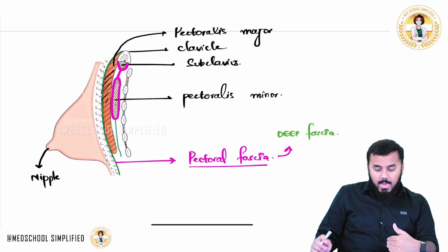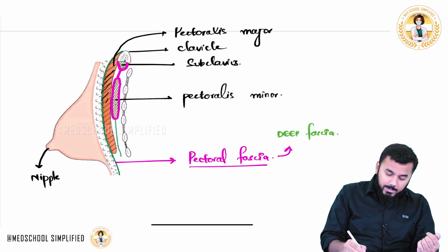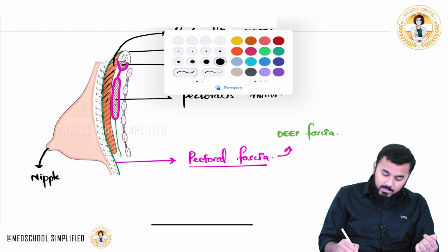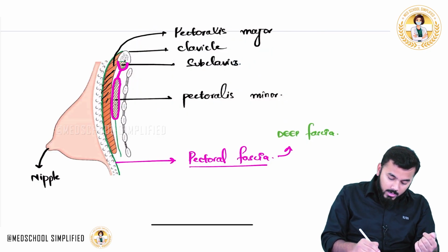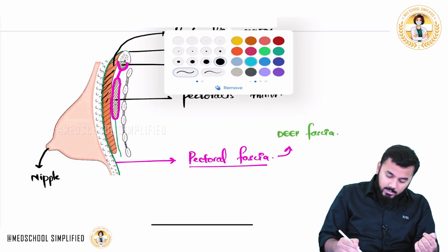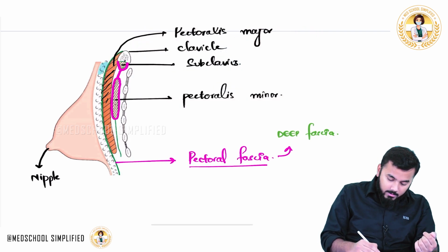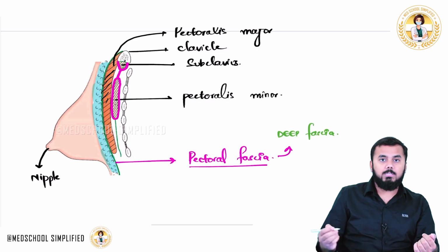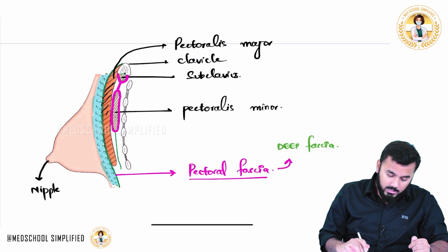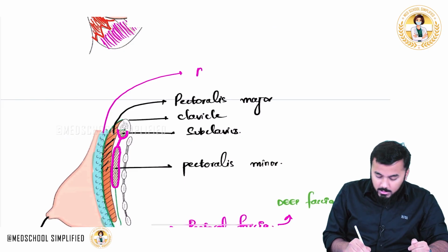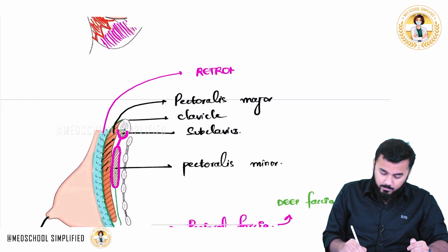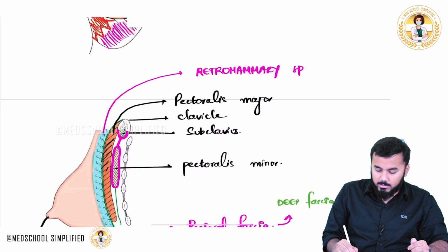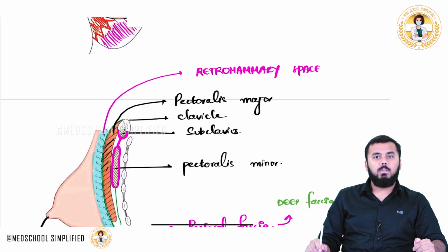So between the breast and the pectoral fascia, you can see an empty gap. I will highlight this gap with, let us say, some blue color. You can see some empty gap over here. This gap is called the retromammary space. What is this blue color gap here called? This is called the retromammary space.